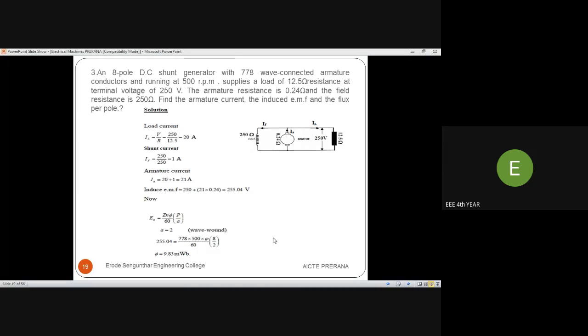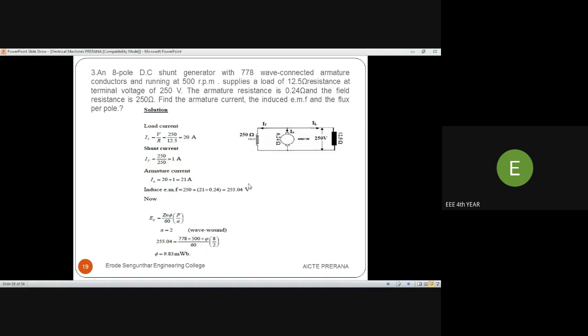Substitute these parameters, we can get the armature current value. That is IA equal to IL plus ISS. So finally, we can get the EG formula: EG equal to V plus IA into RA. Substituting these parameters in this formula, we get the induced EMF value 255.04 voltage. And then that is the armature current and induced EMF; next is the flux per pole.